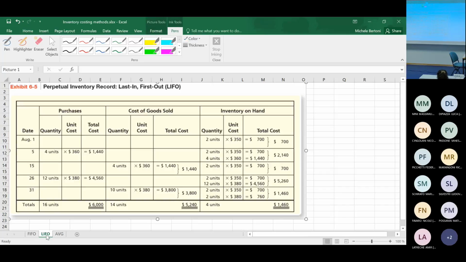What about LIFO instead? And then we see the journal entries, but the journal entries do not change when you switch from LIFO to FIFO to average cost. The journal entries are identical. The difference is the amounts we report in cost of goods sold.